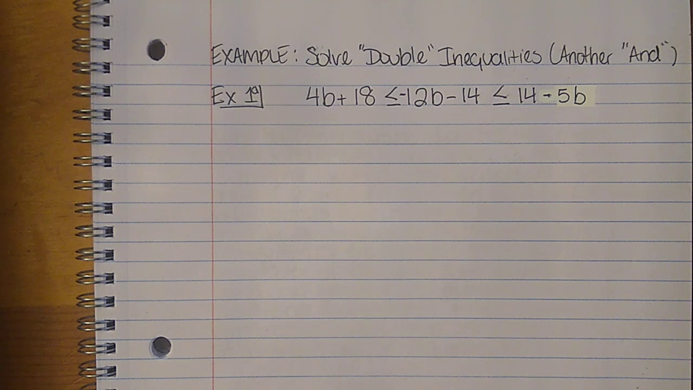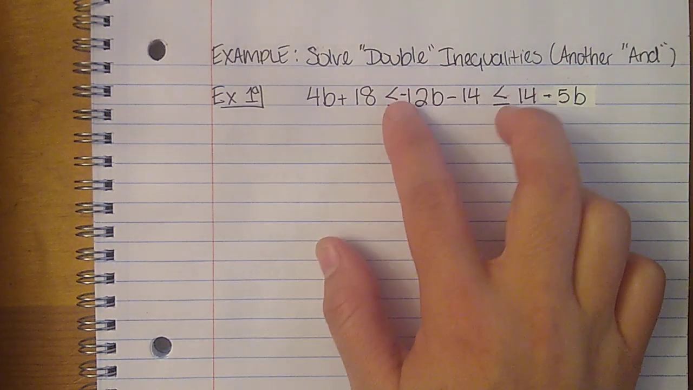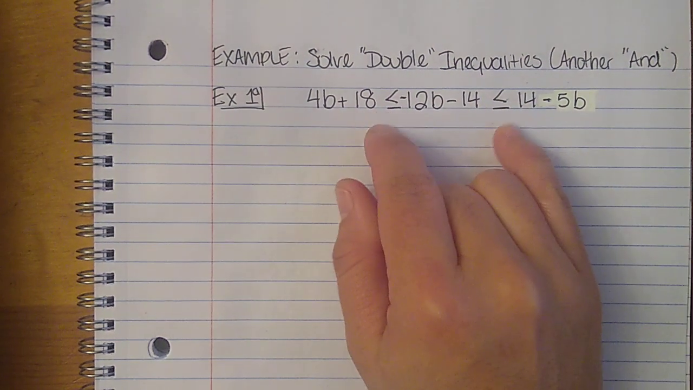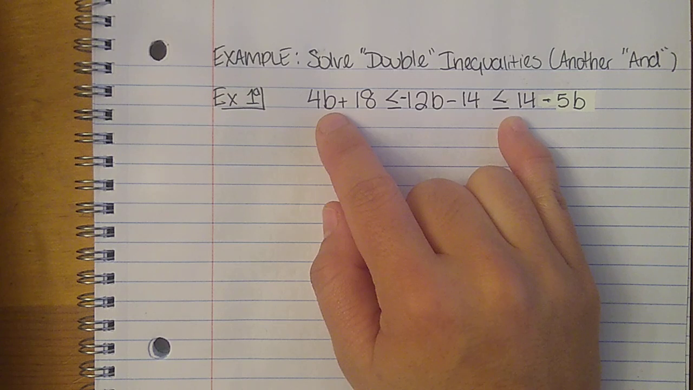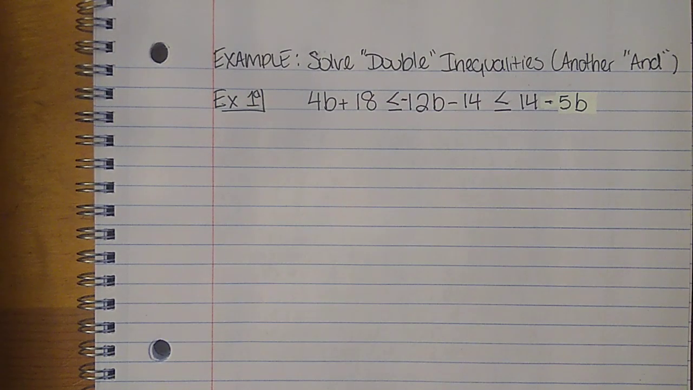All right, so here's an example of a double inequality that we're going to solve. This one's a little bit more complex. We have a couple different ways of solving double inequalities depending on how they look. Now, looking at this one, we can see that there are variables in each of the three sections.